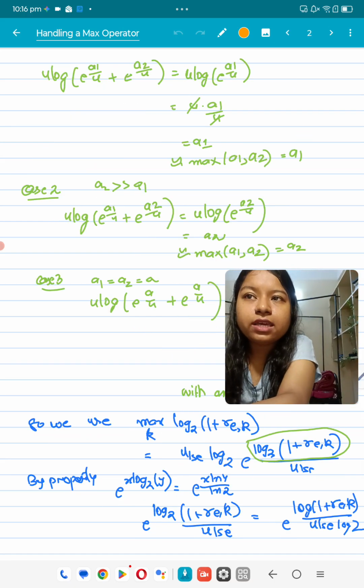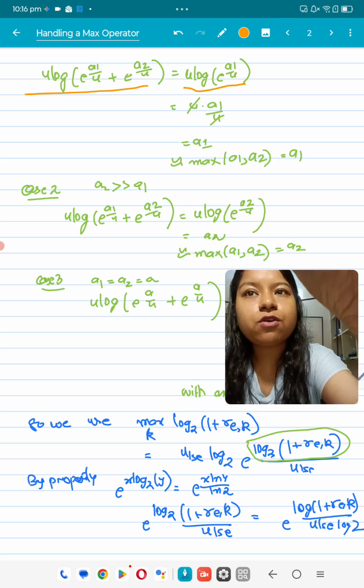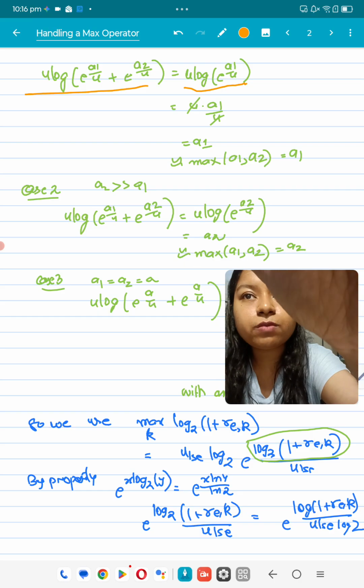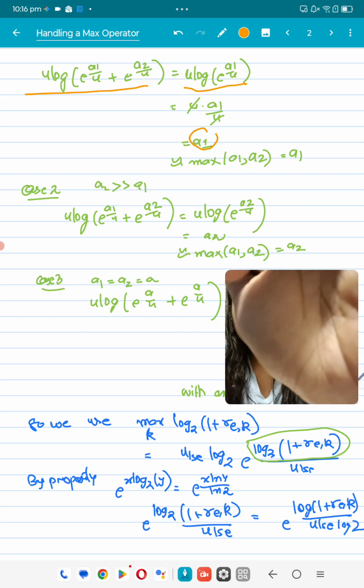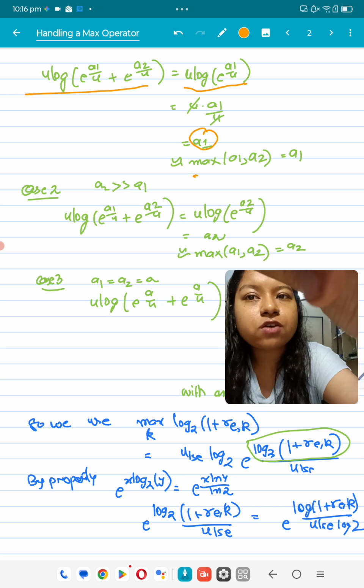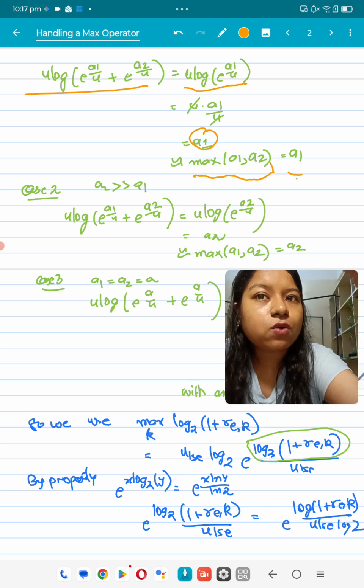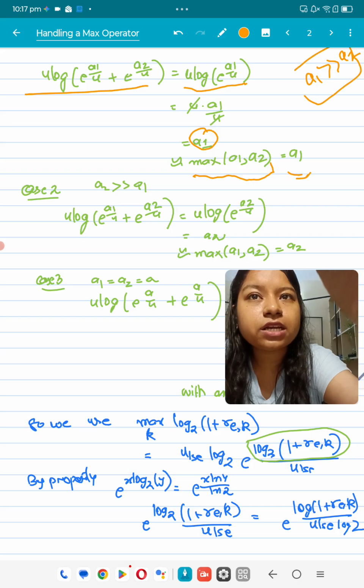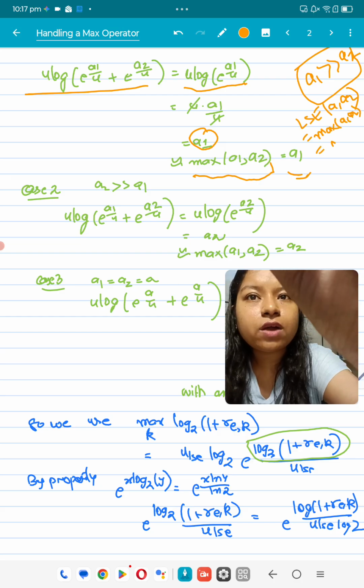So u log of e^(a1/u) plus e^(a2/u) can be written similarly as u log of e^(a1/u). Log and exponential will get cancelled, so it will be u into a1 by u, ultimately a1. So that is similar to max of a1 comma a2 equal to a1, as we have considered a1 greater than a2. Putting this condition in the LSE of a1 comma a2 gave us max of a1 comma a2 equal to a1, right?